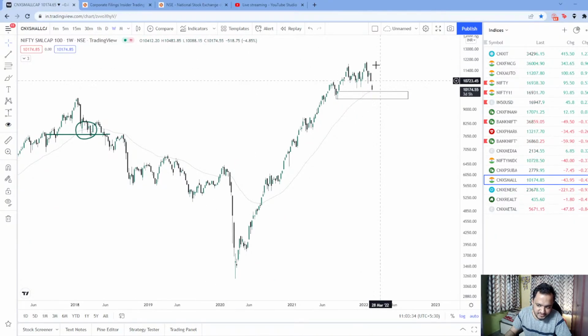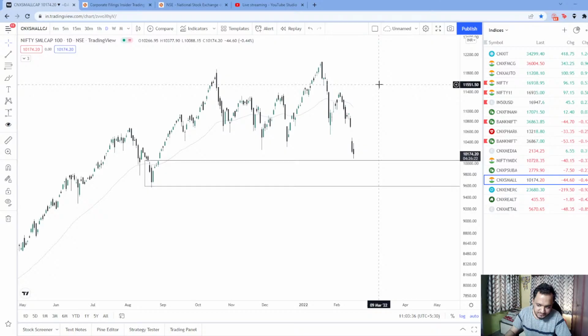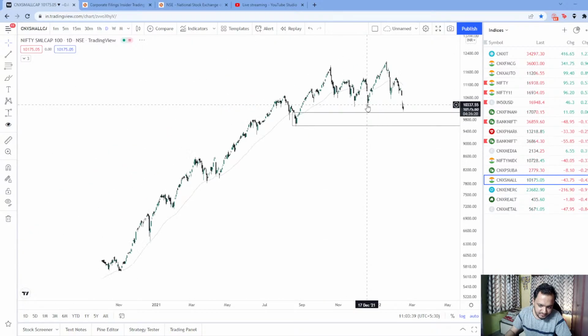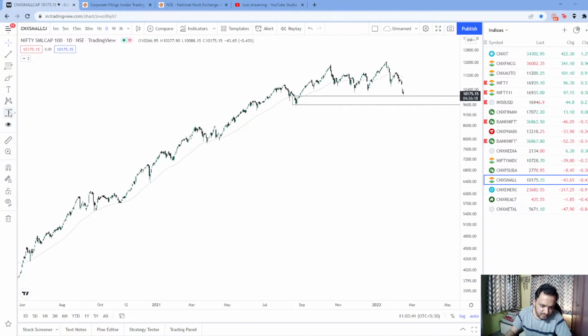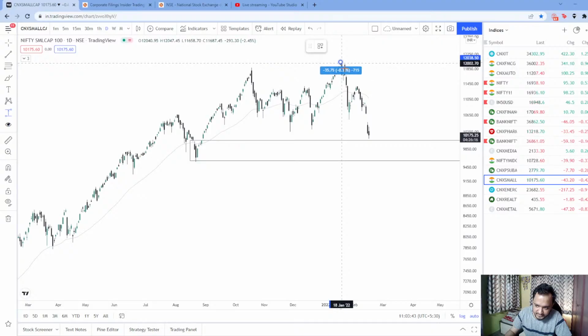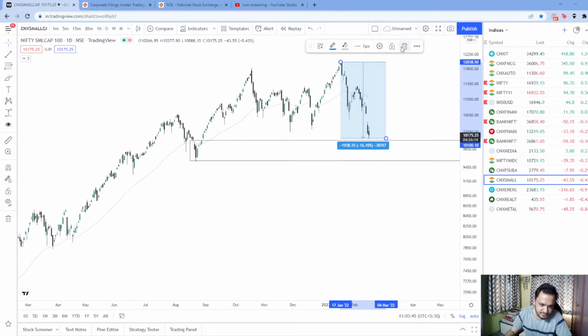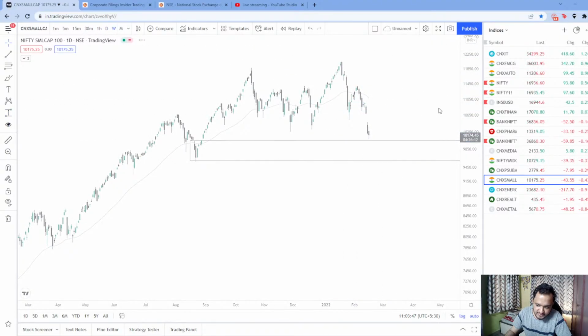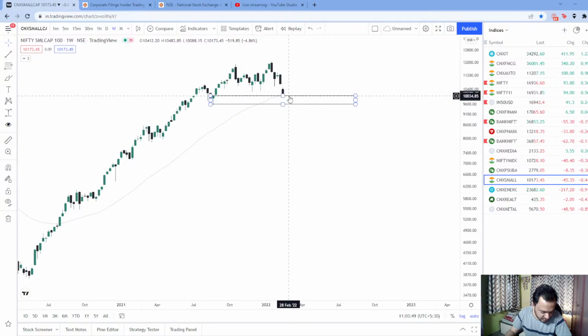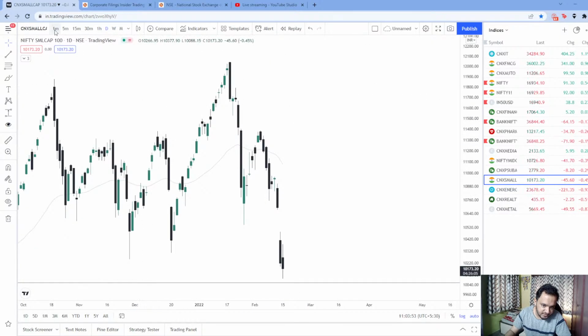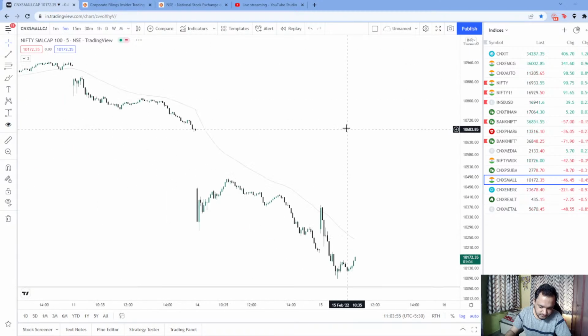This is not the worst. This is just a normal correction which can happen anytime, and this has happened multiple times, I think. I mean, not such a deep one. It's already down 16%. So that's some correction, but expect some bounce from this level. So you can buy the small cap mutual fund in parts around this level.